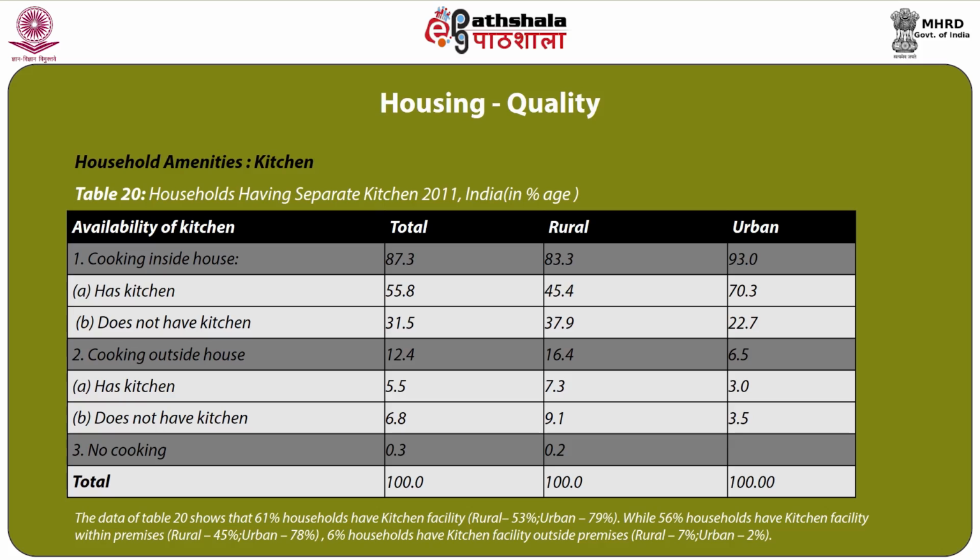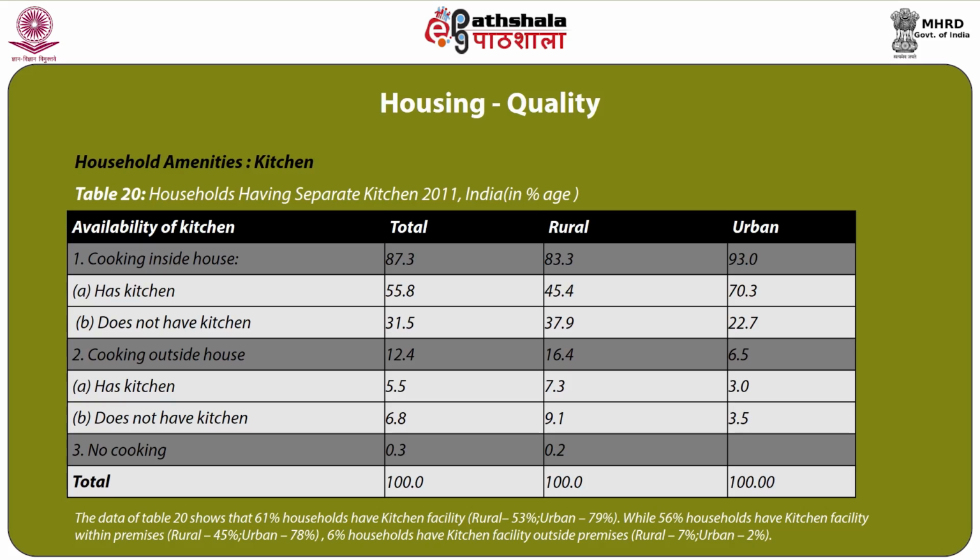Kitchen, Table 20, households having separate kitchen, 2011. The categories are availability of kitchen. 1. Cooking inside house: A. Has kitchen. B. Does not have kitchen. 2. Cooking outside house: A. Has kitchen. B. Does not have kitchen.